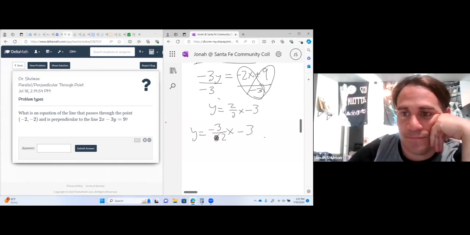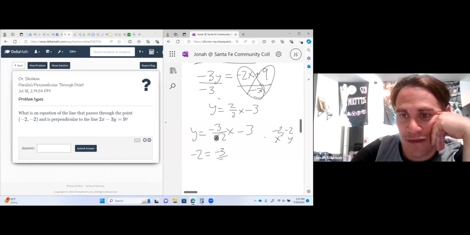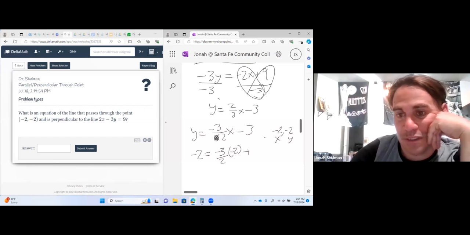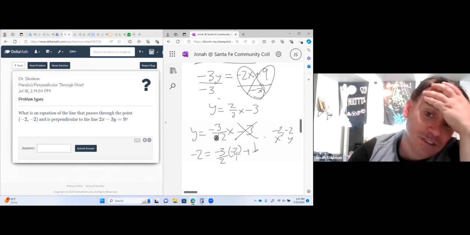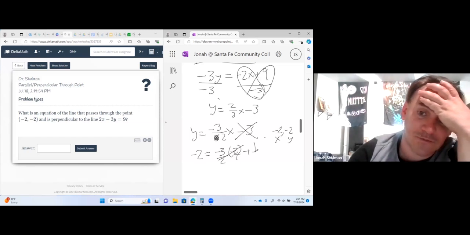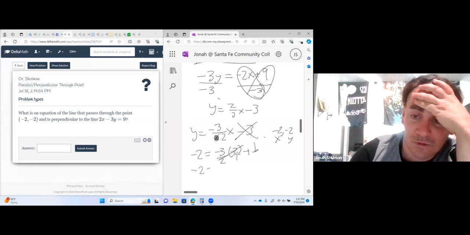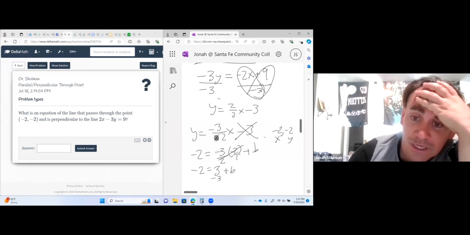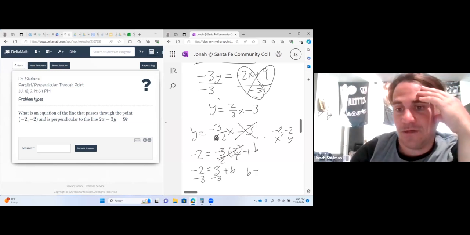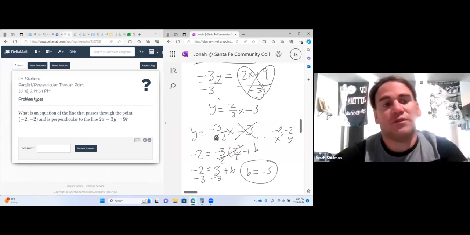So this means my x is negative 2 and my y is negative 2. So it's negative 2 equals negative 3/2 times negative 2 plus b. This is the only piece we need to change. I make this a fraction. They cancel. Keep the negative sign. So this is negative 2 equals 3 plus b, minus the 3 to both sides. And we're left with b equals negative 5. And we're good to go.